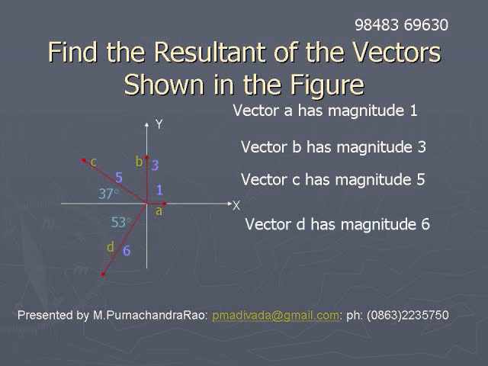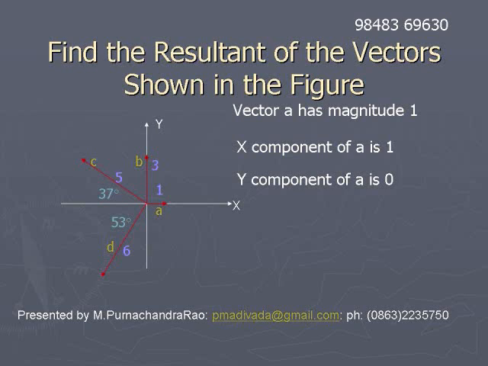A is along the x-axis, B is along the y-axis, and C is making an angle 37 degrees with the negative direction of the x-axis. D is making an angle 53 degrees with the negative direction of the x-axis. This is the given problem. Let us try to find the resultant of these four vectors.